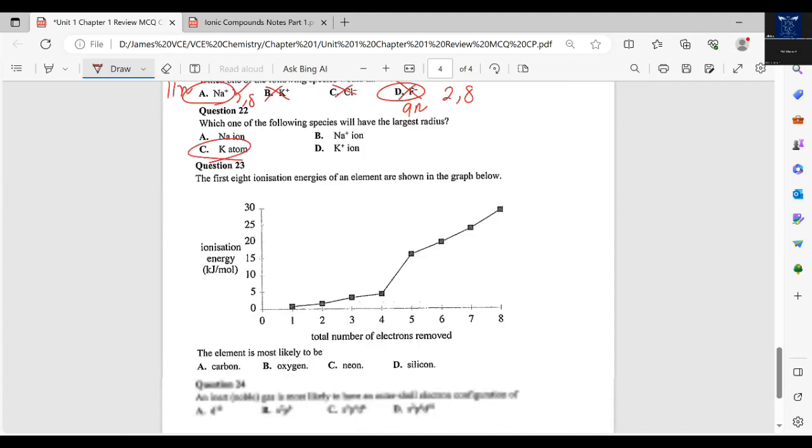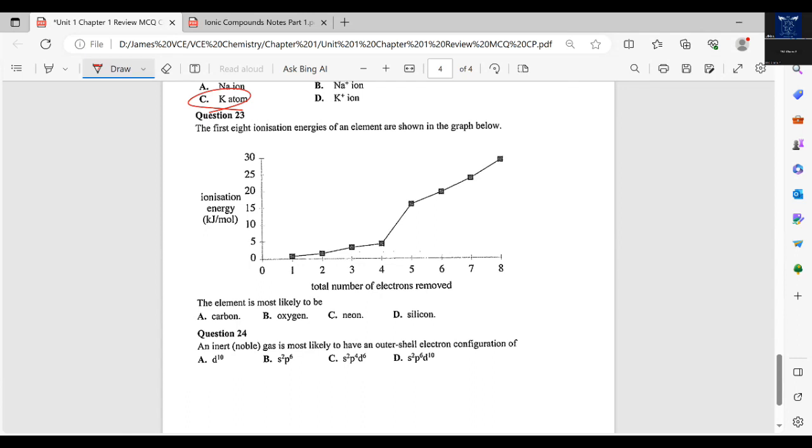The first 8 ionization energies of an element are shown here. So first ionization, second ionization, third, fourth, and so on. After you remove 4 electrons, there is a big jump. So which element is most likely? Not neon, because after it removes 4 electrons there's a big gap. That means it should be something like 2s2 2p2. It should be in group 14. So in group 14, there are carbon and silicon. It should be silicon.